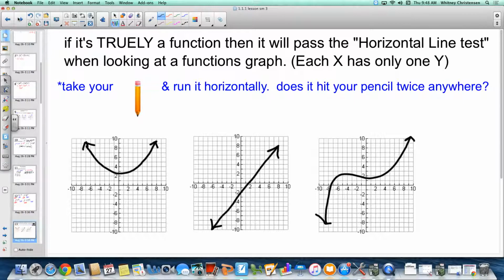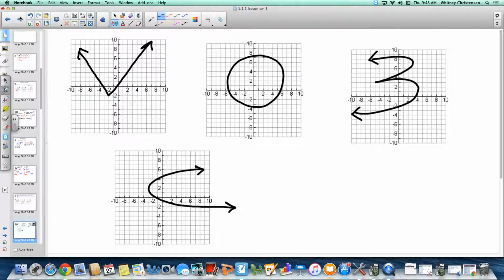But really what we're just checking for is we're looking to make sure that every x only has one y. All right, let's do some more. This is going to make more sense once you see some, because it's hard when you don't see examples that aren't functions. So once you see the examples that aren't functions, it will make more sense, I promise.